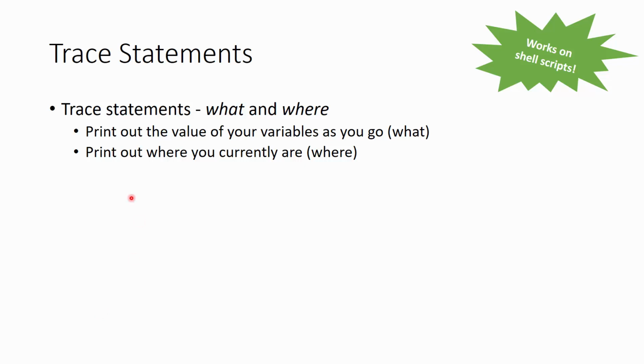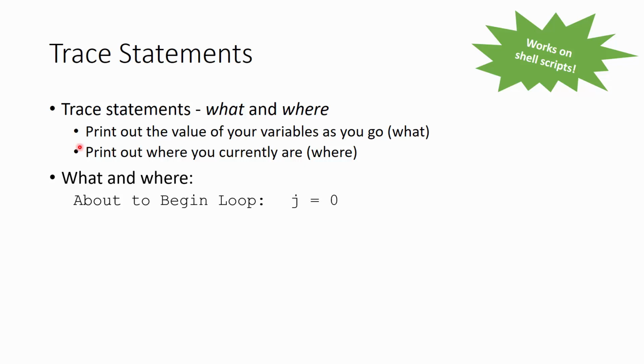Trace statements have two categories. One is printing out the value of the variables as you go. That's the what of it. The other is printing out where you currently are. That's the where of it. So, what and where. Imagine we have a loop.